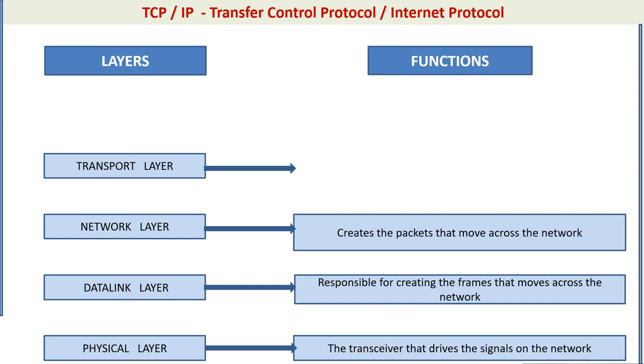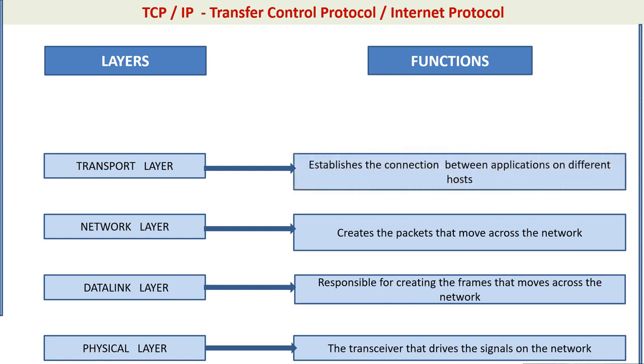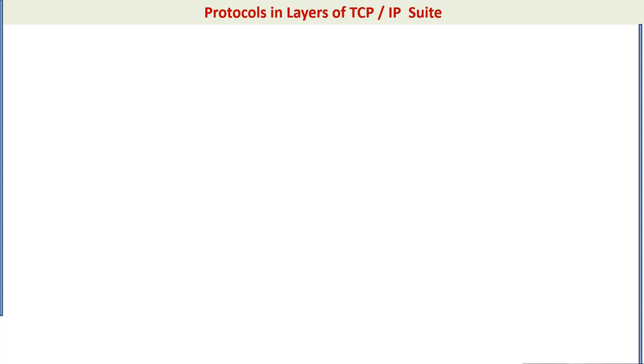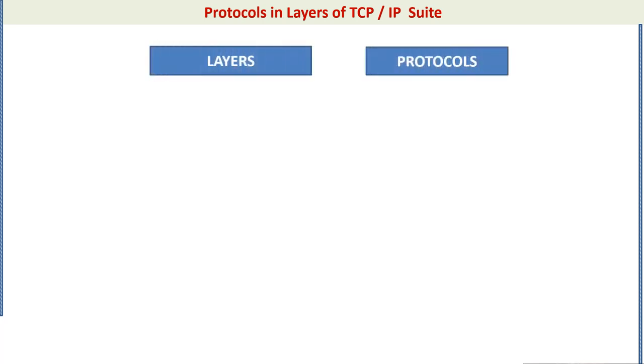Transport layer. It establishes the connection between applications on different hosts. Finally, the application layer. It consists of a group of applications requiring the network connections. If you consider the TCP/IP protocol suites, each and every layer uses different protocols for its functioning.